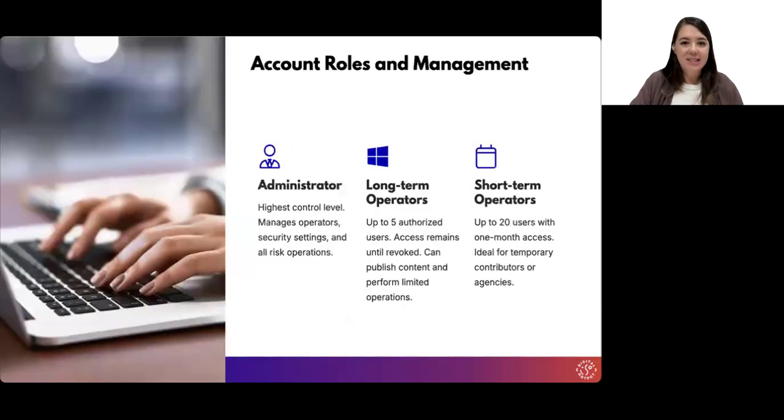And last but not least, the account roles and management. So yeah, the administrator is the most important person, who can manage the key high-risk operations. And then you can add operators to your account. So these are people who can scan the QR code and will basically have access to publish articles and some operations, but not the high-risk ones, like adding some very important functions or deleting the account.